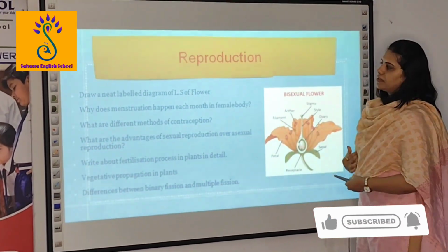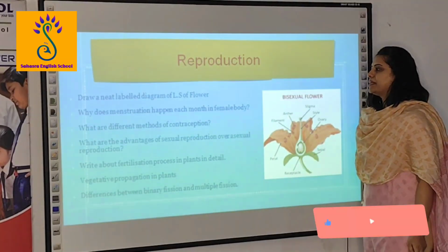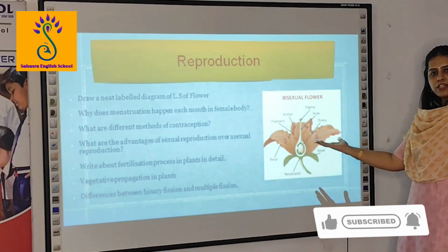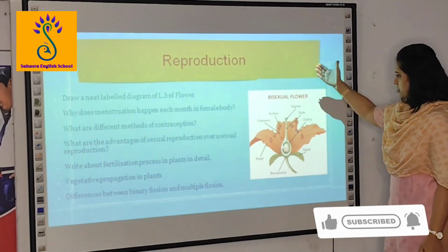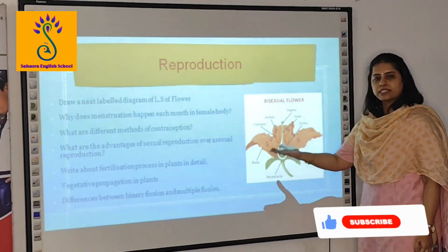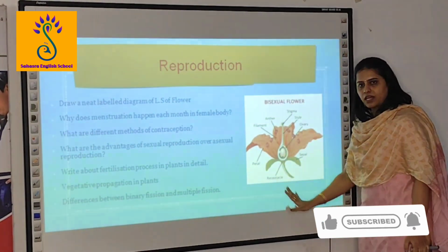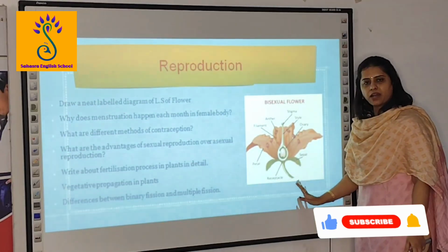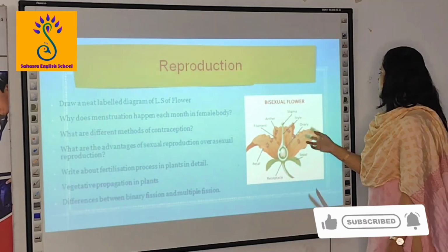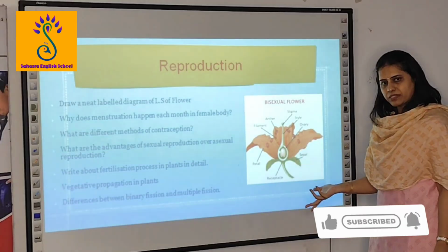Reproduction. Draw a neat labeled diagram of LS, longitudinal section of the flower. This is the longitudinal section. Transverse is this, longitudinal section of the flower. You should draw this figure. This is a bisexual flower. Bisexual means both are present. Stamen and pistil, both are present here.